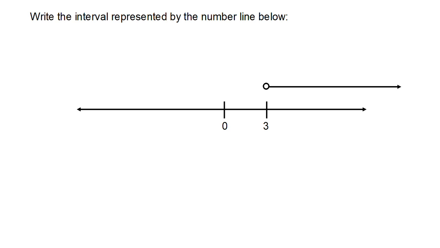Here, if we look from left to right, the first place that we have a point is at x equals 3. So we'll start at 3 with a parenthesis because of the open circle. And then it goes forever to the right, so 3 to infinity. And the infinity will get a parenthesis.